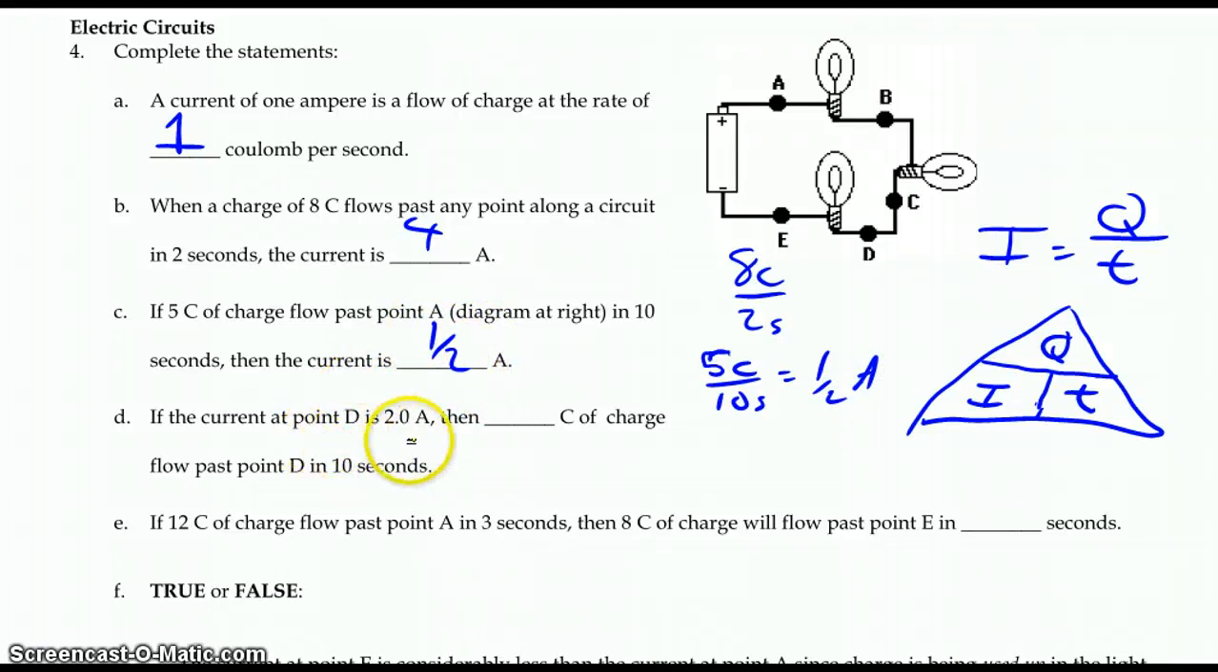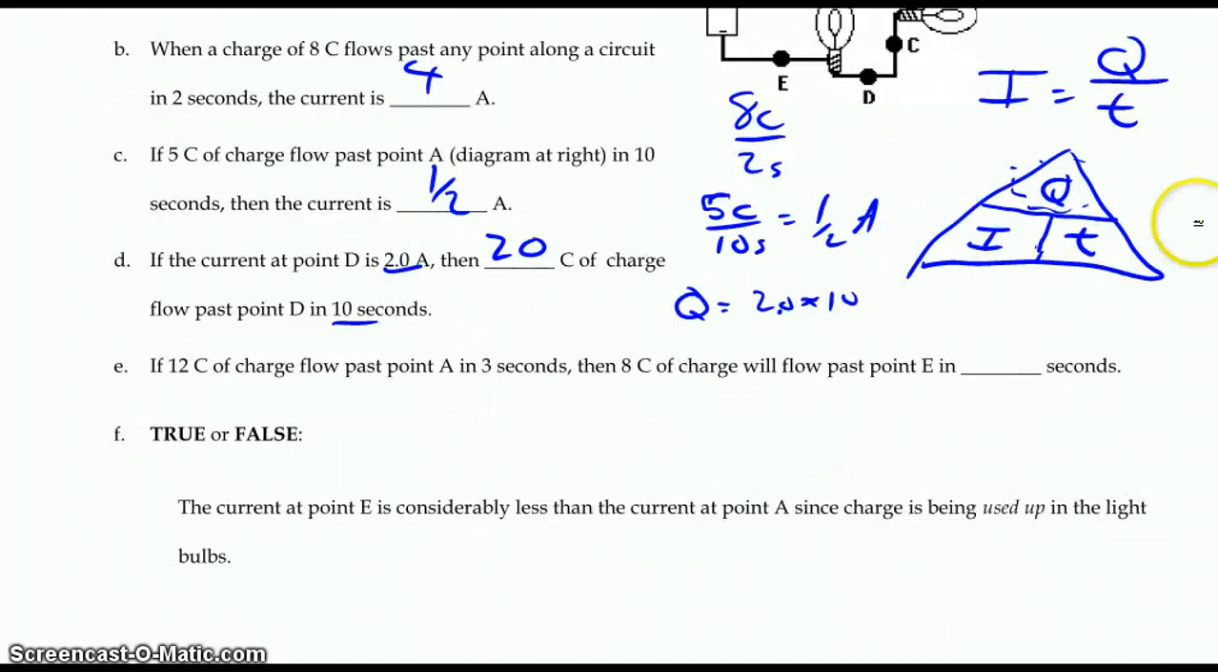D, if the current at point D is 2.0 amperes, then how many coulombs of charge flow past point D in 10 seconds? This time we're actually trying to figure out what the Q here is. So if I want to know Q, I'm going to take the current I and multiply it by the time T. So I got the current 2, and the time is 10. So Q is going to be equal to 2 times 10, which is 20 coulombs of charge going past that area.